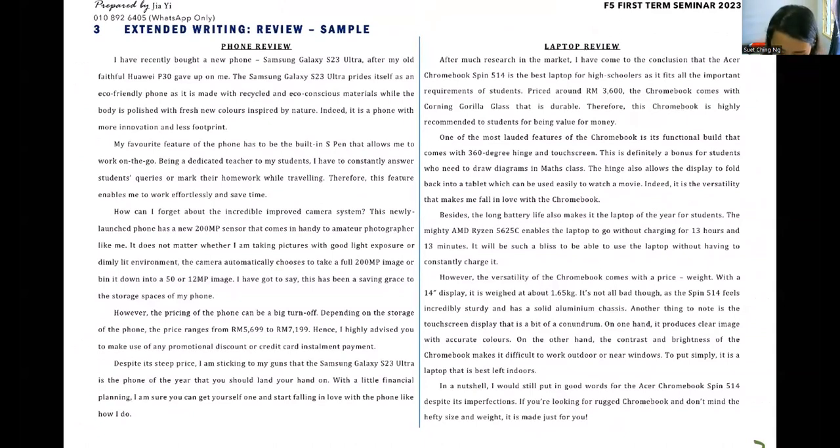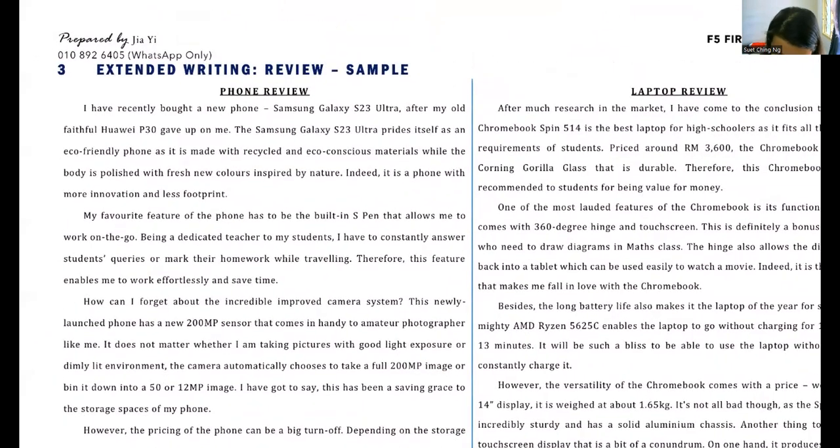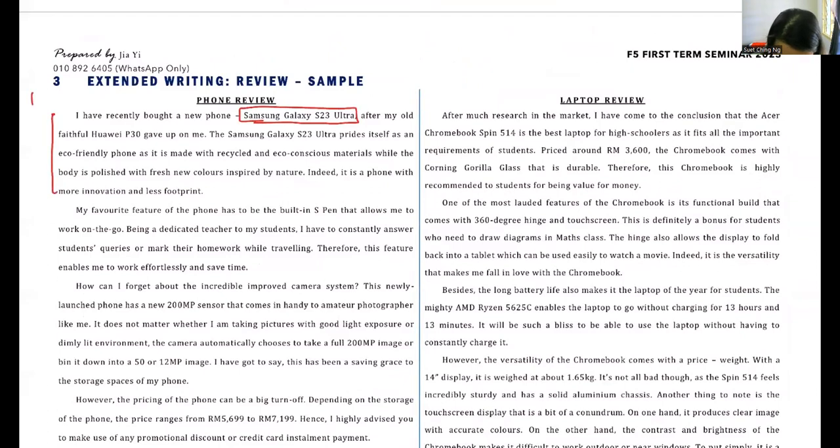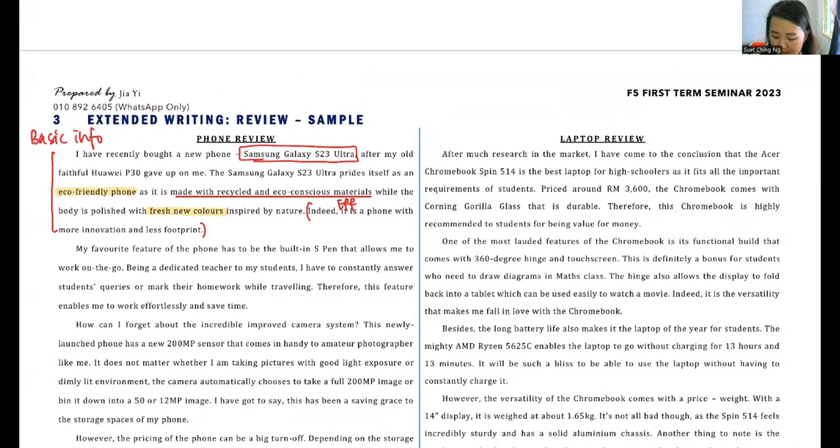together. So like just now we mentioned, in our phone review, we talked about the Samsung Galaxy S23 Ultra. In the first paragraph, I talk about basic info. What did we talk about? Eco-friendly phone. There's my point. Elaboration: made with recycled and eco-conscious materials. Point two, fresh new colors. And what is the effect? A phone with more innovation and less footprint. So remember, in my factual writing, I'm looking at four sentences per paragraph: point, elaboration, example, effect.